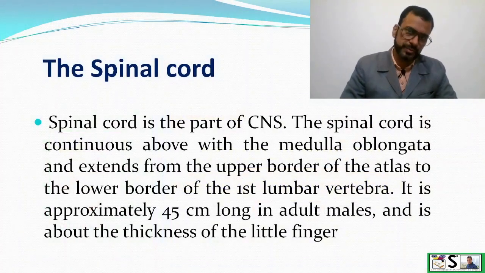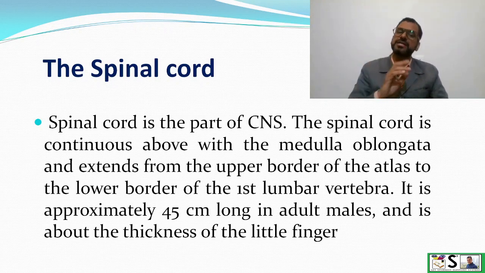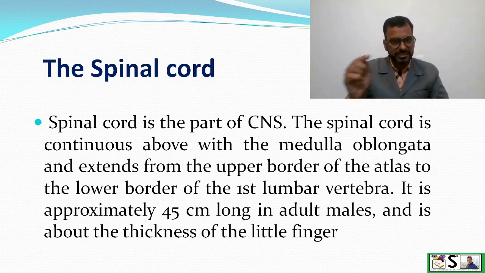What is spinal cord? Spinal cord is the part of nervous system. The spinal cord is continuous above with the medulla oblongata, and it extends from the upper border of atlas to the lower border of first lumbar vertebra. It is approximately 45 centimeter long in the adult male and is about the thickness of the little finger.